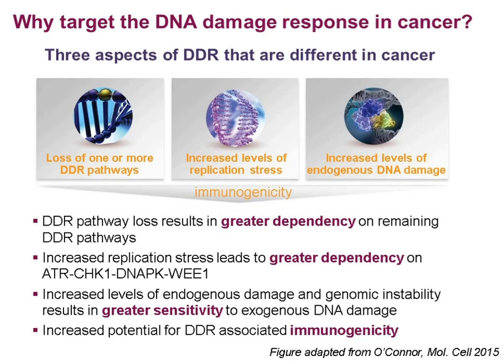But what I'm going to focus on today are two other aspects. So one is the fact that cancers have increased levels of replication stress, and that the replication stress response that involves ATR, CHEK, DNAPK, and WEE1 proteins actually provides a really good opportunity to specifically target cancer cells. And the second is the fact that one of the very early events in the formation of a cancer is the loss of one or more DDR pathway proteins. And this in turn results in a greater dependency on the remaining DDR pathways.